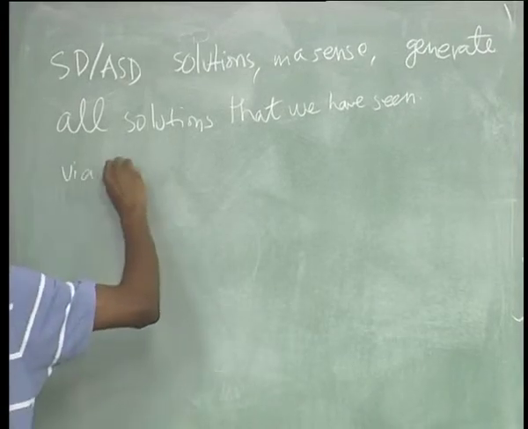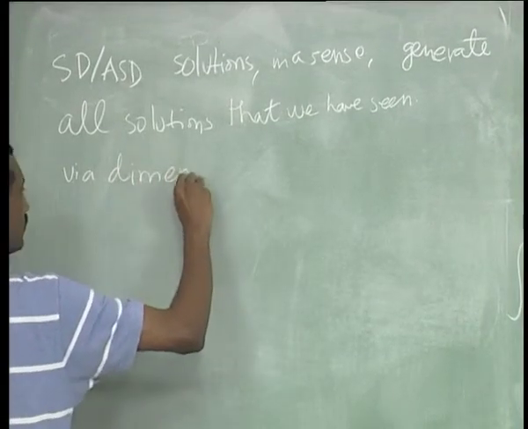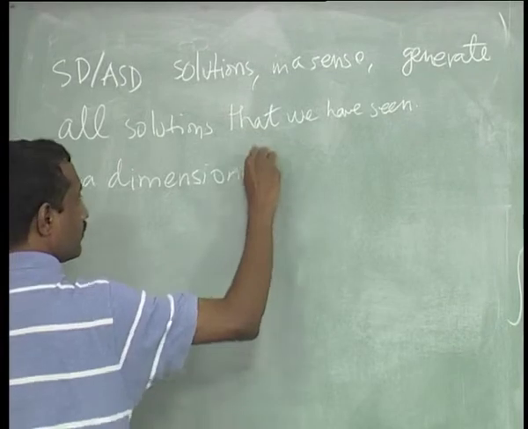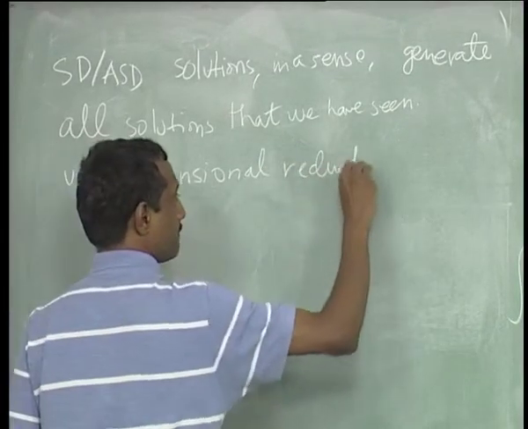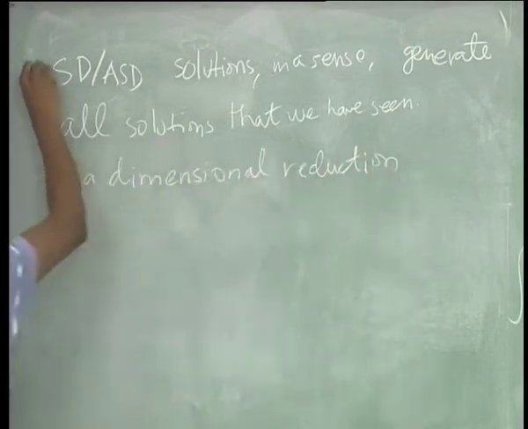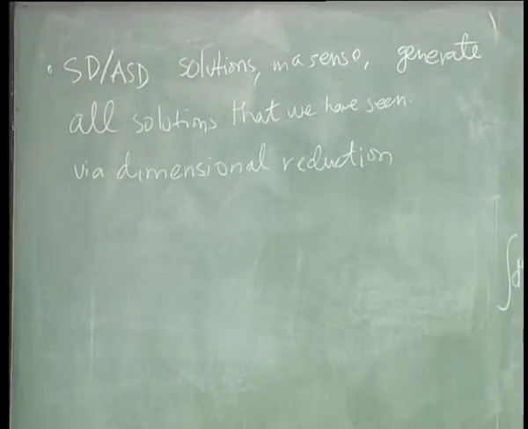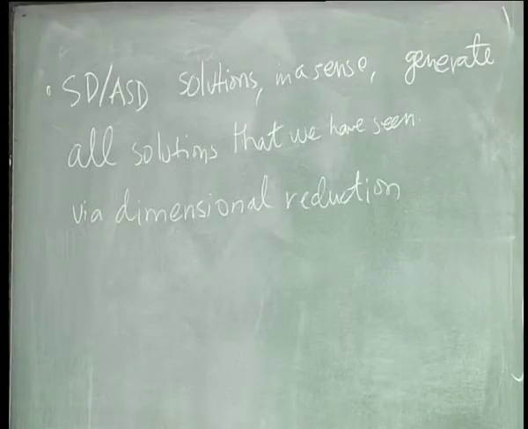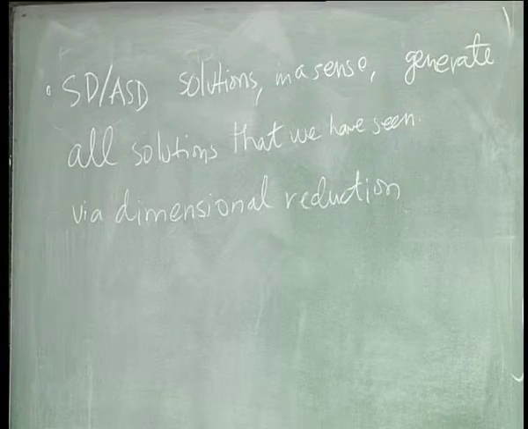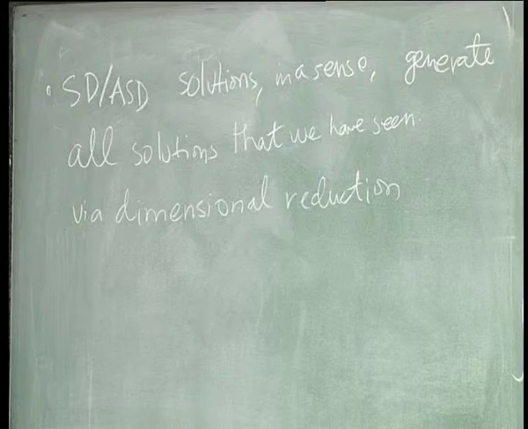Via dimensional reduction. So, I will just illustrate what I mean by this. Whenever the squaring trick worked, we always had some equation which was first order. Okay. So, I will show you for instance how we can get the monopole equation.